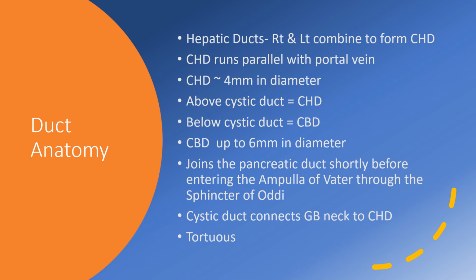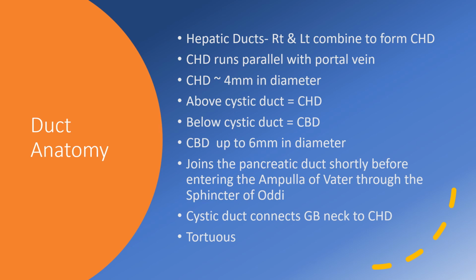Those hepatic ducts, the right and the left one, are going to combine to form the common hepatic duct. The common hepatic duct is going to run parallel with the portal vein. The common hepatic duct is approximately 4 millimeters in diameter. If it's above the cystic duct, it's called the common hepatic duct. If it's below the cystic duct, it's called the common bile duct, because that's where the hepatic duct and the cystic duct meet to form the common bile duct. The common bile duct can be up to 6 millimeters in diameter.